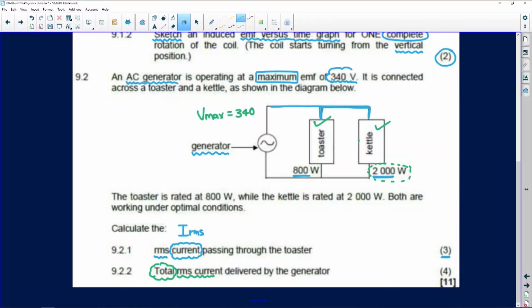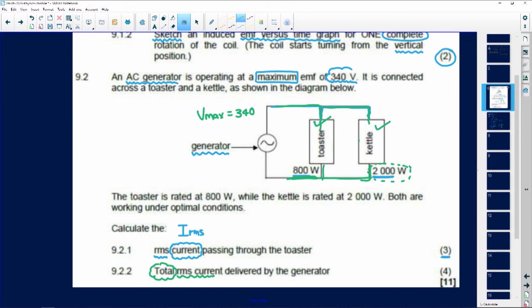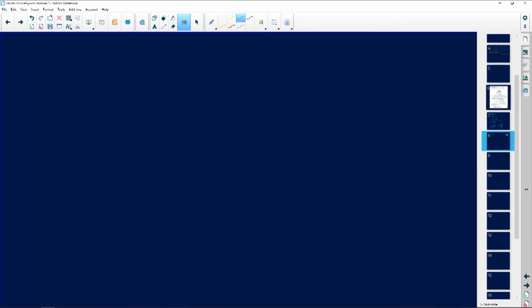So if I know the current that is coming through, and then the current comes, here we're going to have the total amount of current. So I must find the current for the toaster, find it for the kettle, add them together, and then I'm going to find my final answer. So let's see what we're going to do. Let's find it for the toaster.